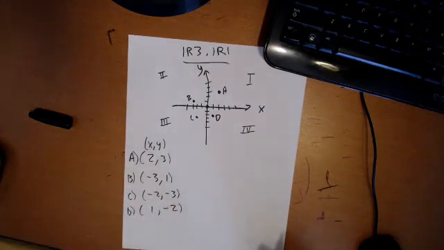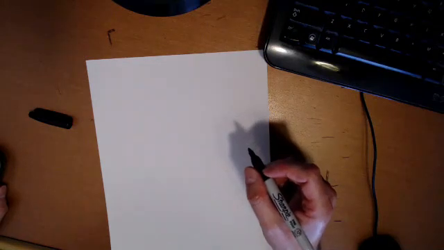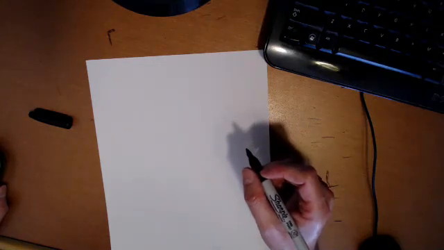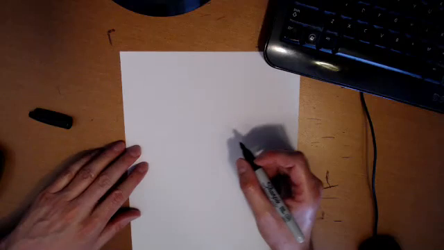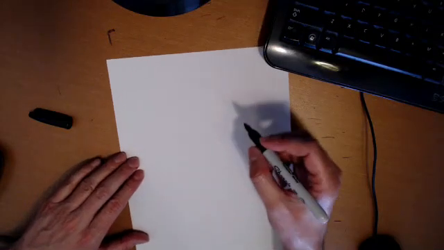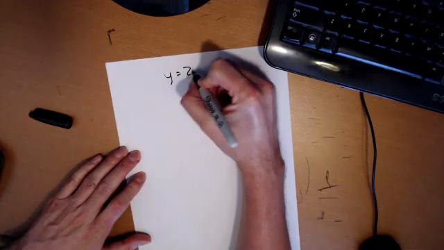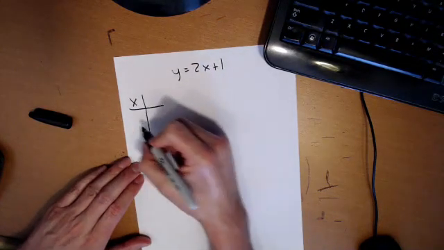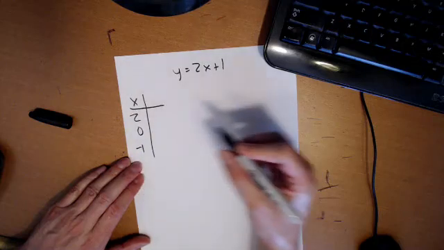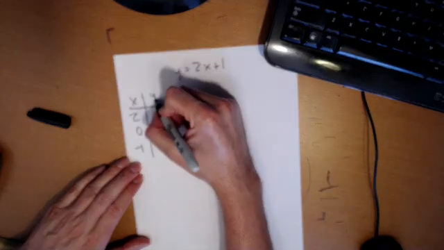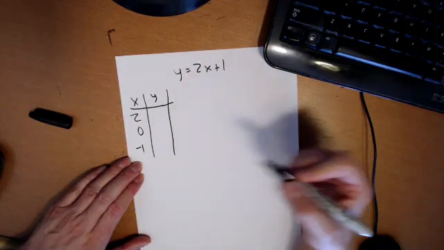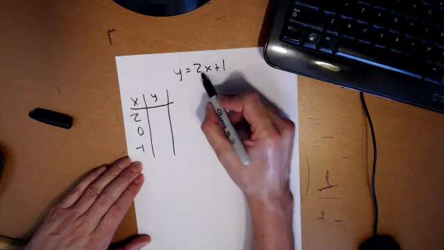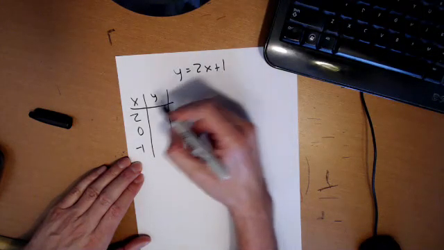And then they get a little advanced on us, but I'm sure we've done this all before in algebra. Let's see, at the very end of this IR3.IR1, they give us y is equal to 2x plus 1. They give us some x values, 2, 0, negative 1, and they want us to figure out the y value. Okay, so just plug 2 in here. So 2 times 2 is 4 plus 1 is 5.